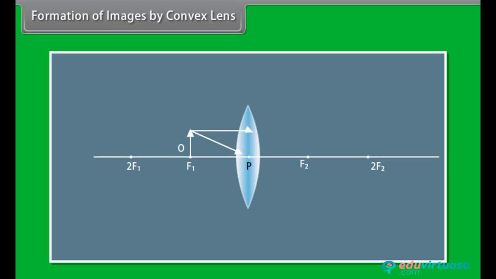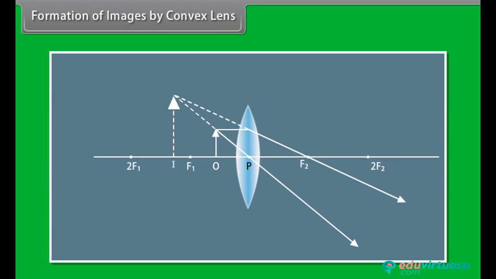When the object is placed at F, then the image is formed at infinity. The nature of the image is real, inverted, and enlarged. When the object is placed between F and the optical center, then the image is formed on the same side. The nature of the image is virtual.